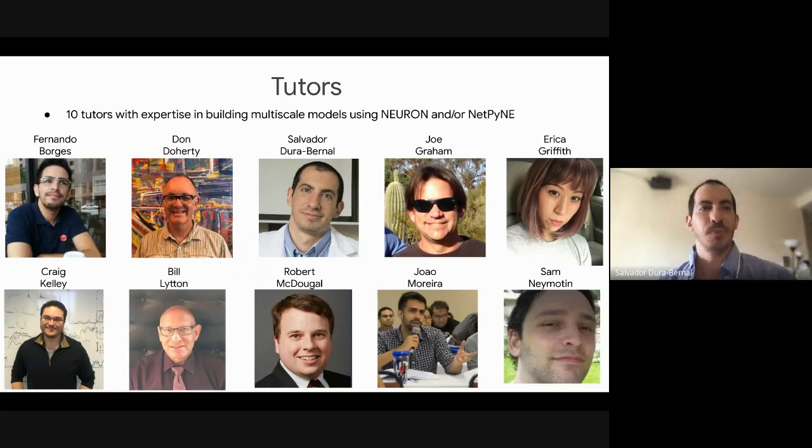And I wanted to also introduce and show pictures of all the 10 tutors for the course who will be teaching and helping you in the second week. So these are all experts in building these kind of models, either using NEURON and or NetPyNE. They will be available on Slack, and they're happy to help. Here they are ordered alphabetically.